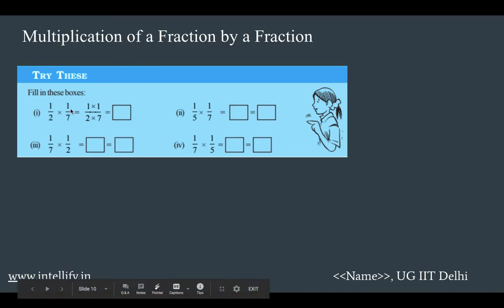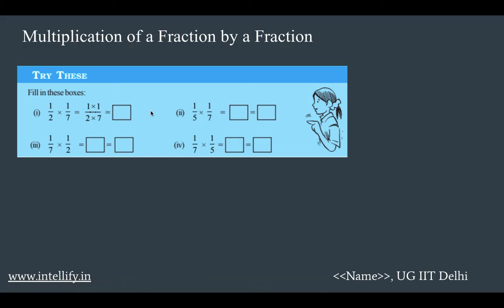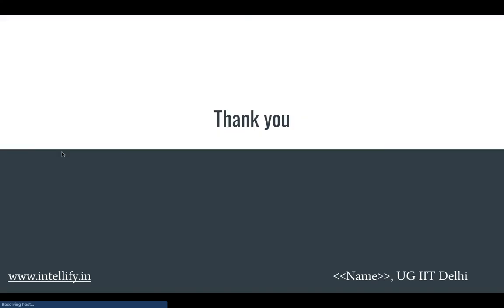You can do these. As I told you, numerator with the numerator, denominator with the denominator. 1 by 14 will be the answer, and 1 by 35 in this case. This is similar to this. We'll be discussing these properties in the next slide. So this is 1 by 7, this is 1 by 5, 1 by 7 into 1 by 5 will be 1 by 35, this will also be 1 by 35, and this is 1 by 14.